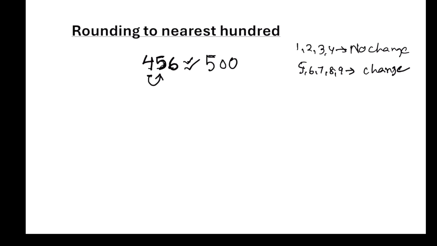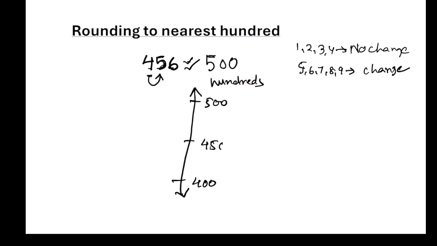Let's explain with a number line. This is my number line. We are talking only about hundreds. So this is 400. This is 500. In between is 450. So 456 will stay somewhere here. And which is the nearest 100? 500. So 456 becomes 500.